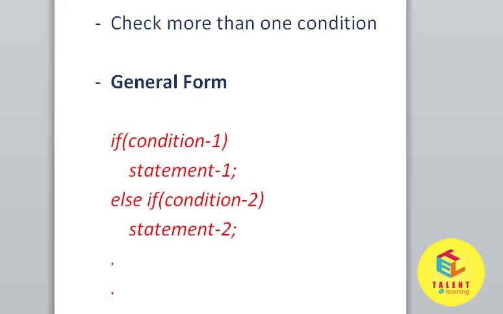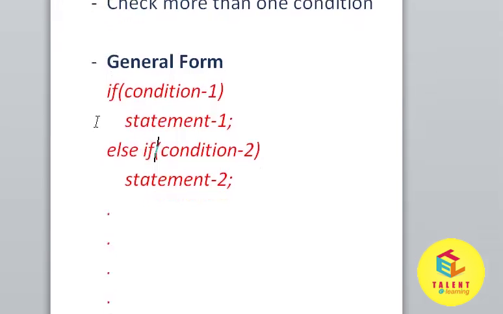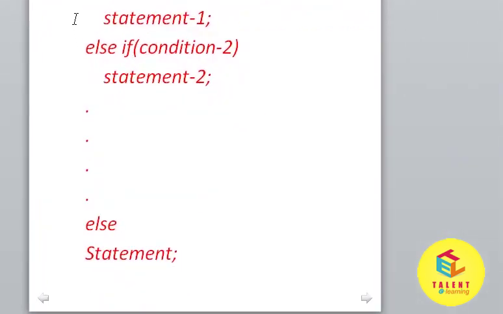If you want to know how to apply this nested if in your program, you have to know the general form of the nested if. Let's take a look at the general form of the nested if. This is the general form of the nested if. It contains an if condition followed by the statement. If this condition is true, then this statement will be executed. Else if. Here else also contains an if and a condition. If this condition is true, then this statement will be executed. At last, else. If all the conditions are false, then the else statement will be executed.